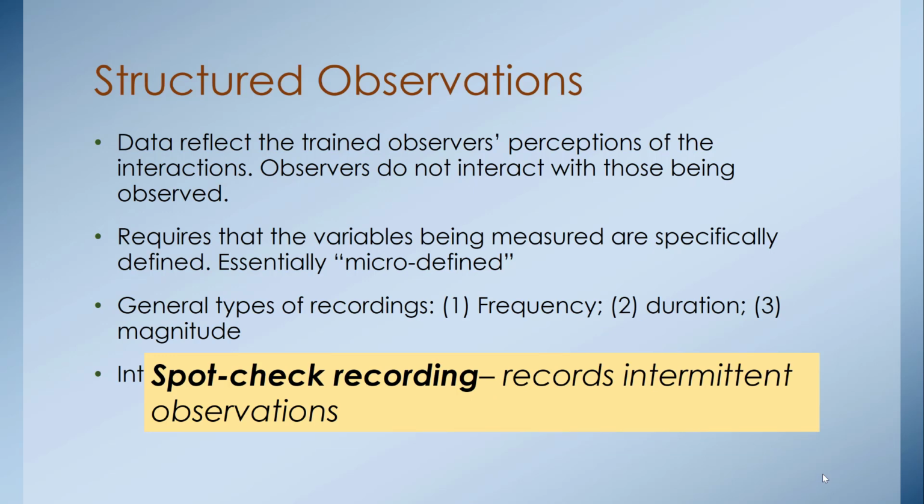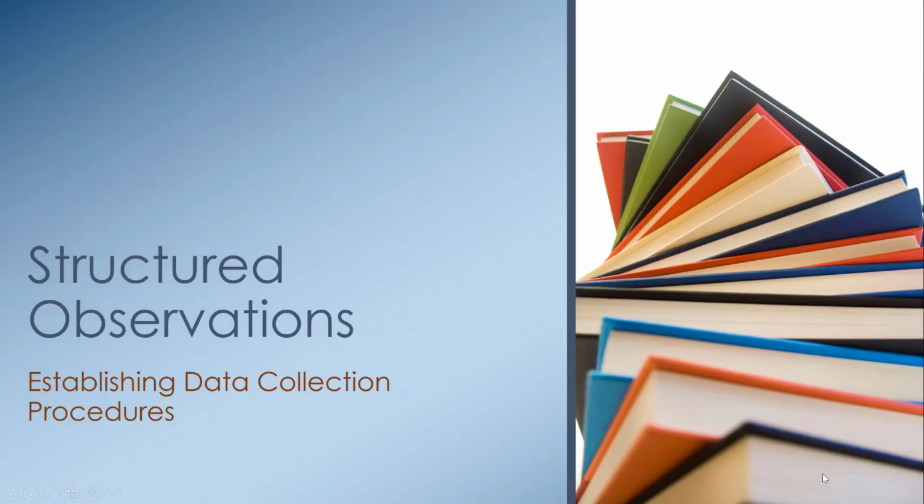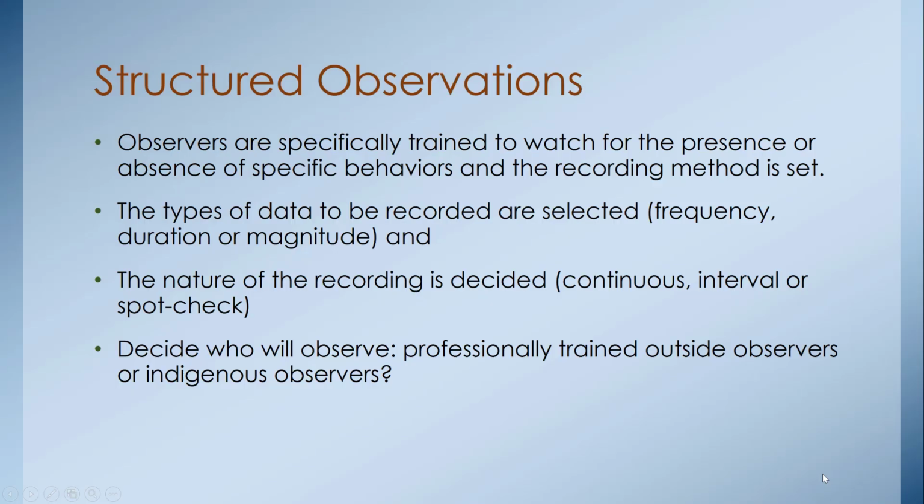So depending upon your research question, depending on the observations that you're recording, you can choose some type of interval, continuous recording, or spot check recording. For structured observations, you actually have to establish data collection procedures. This will actually mean in the training has to be done. Those who are watching for the presence or absence of the specific behaviors and recording the methods must be trained before data collection ever begins. You have to determine the types of data to be recorded, the frequency, duration, magnitude, whatever that looks like. Again, this is part of your plan, and this happens before the recording ever begins.